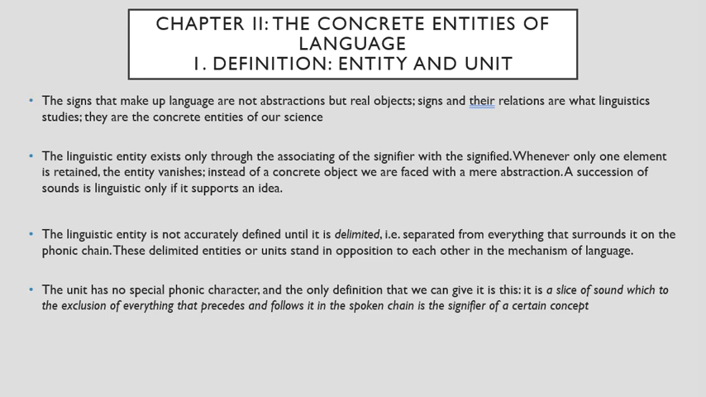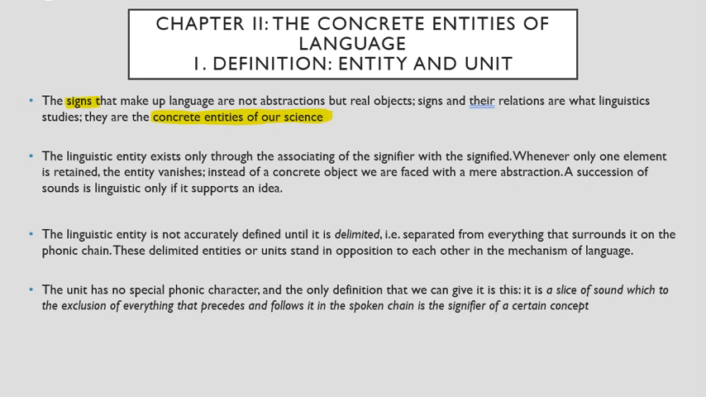The second chapter, concrete entities of language, definition of entity and unit. So it's important here that the signs that make up language are not abstractions but real objects. Signs and their relations are what linguistics studies. They are the concrete entities of our science. So signs are the concrete entities of linguistic science. That's something you should keep in mind. So the concrete entity is signs.